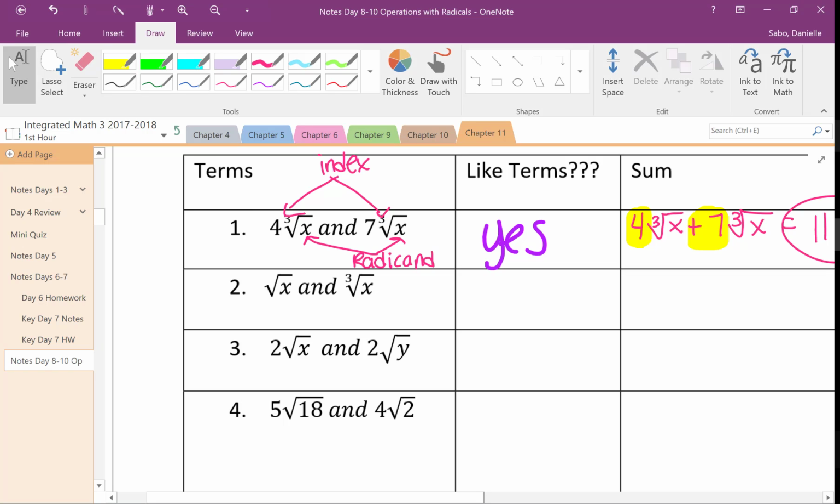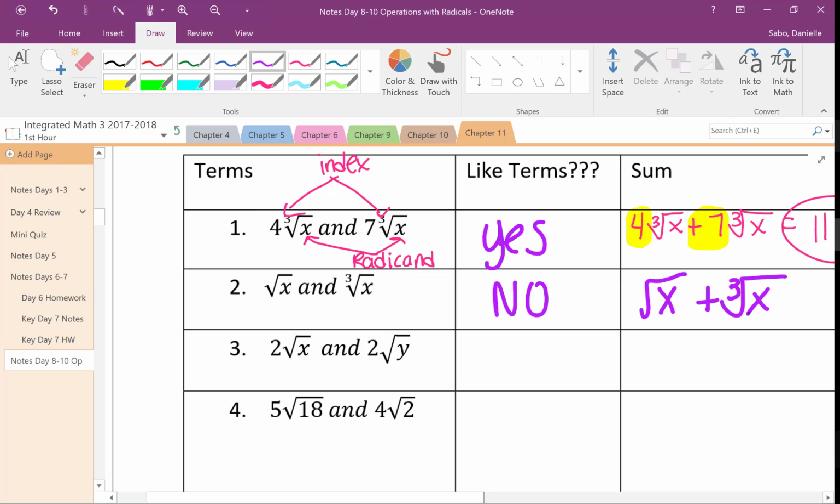Okay, are these like terms for number 2? No, they are not. So I'm putting no. And I'm not going to rewrite these ones. I just feel like it's pointless to rewrite them, because we would just be putting an adding and a subtracting sign. If you want to, I'll just do one so that you understand. I'm not going to waste your time. And here's the reason why.